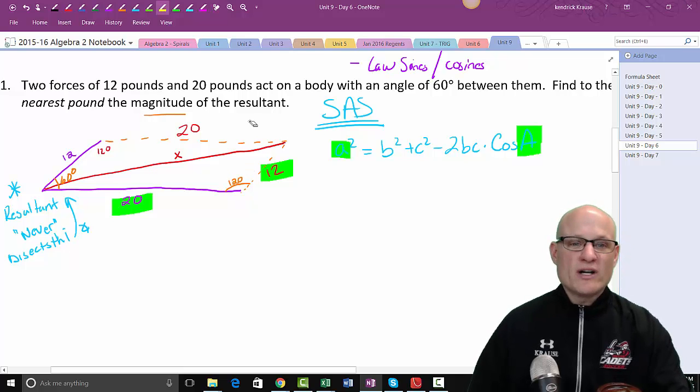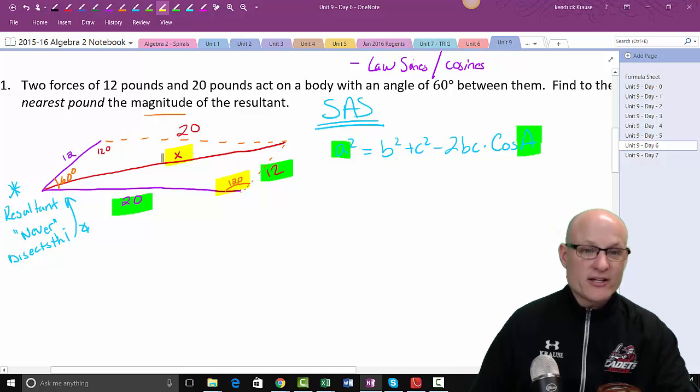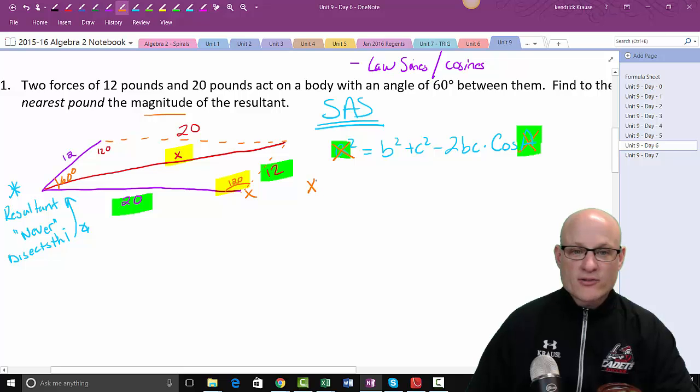All right. So I want to find x. What is the angle opposite x? It's 120. So those are going to be my a's. Or in this case, because I'm using x, I'm going to call this x and this x. Regardless, here we go. X squared is equal to b squared. It doesn't matter now what you call the other ones. 12 squared plus 20 squared minus 2 times 12 times 20 times the cosine of 120.